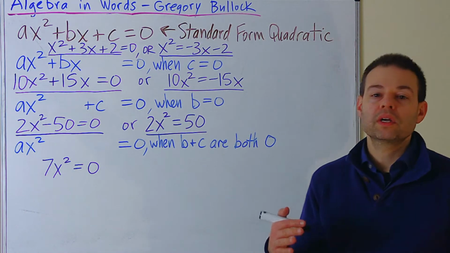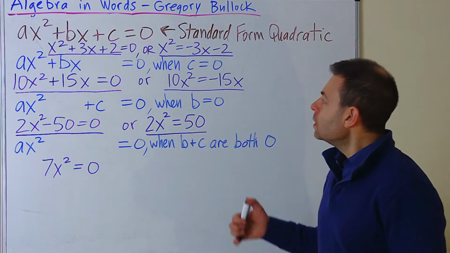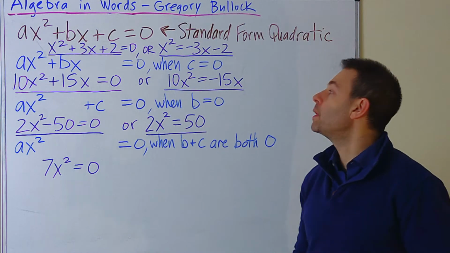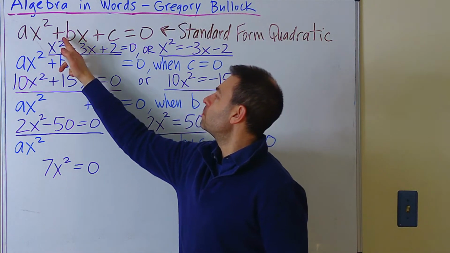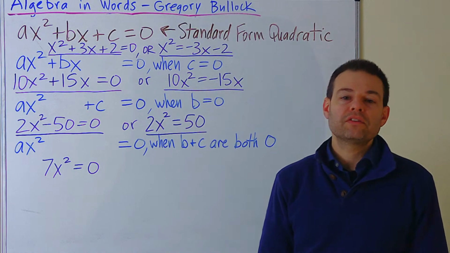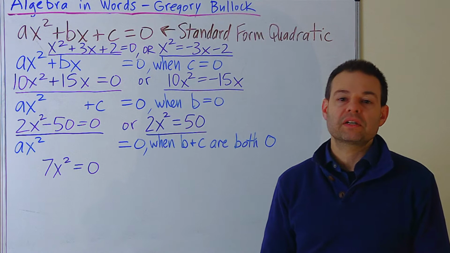So I'm going to explain all the details involved. What I have on the board is, and I know it's a little cluttered, at the top is ax squared plus bx plus c equals 0. That's the standard form, the generic standard form of a quadratic equation.